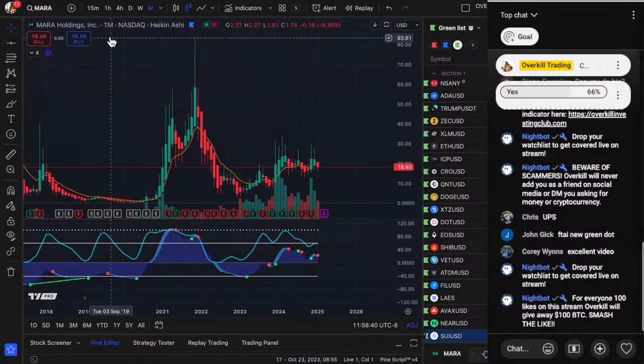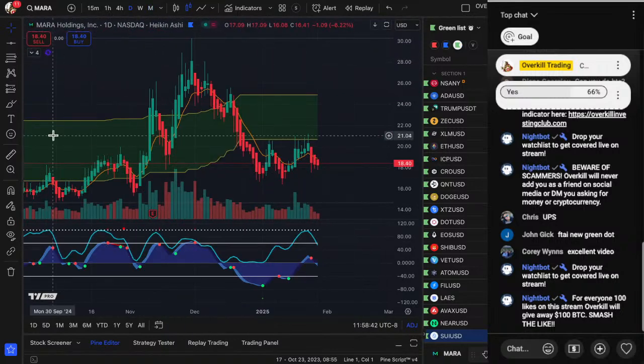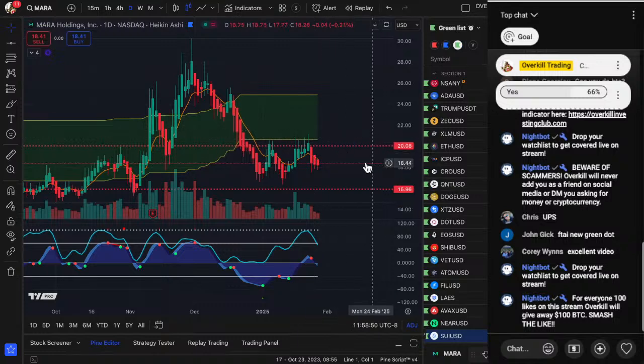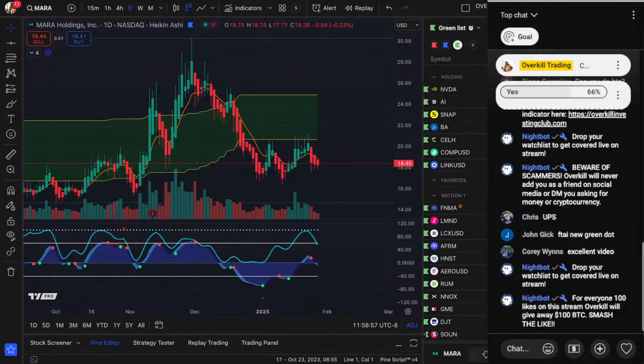Mara is very, very choppy here. Right in between this range of 16 and 20. You guys could see that's the clear range. We're sitting right in the middle of it right now. So if you want to play Mara, I would try to buy it closer down here to 16. It's going to highly depend on how crypto moves.